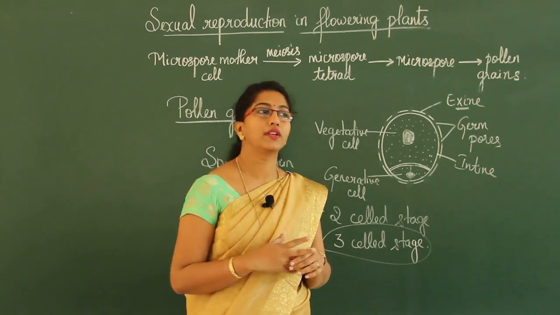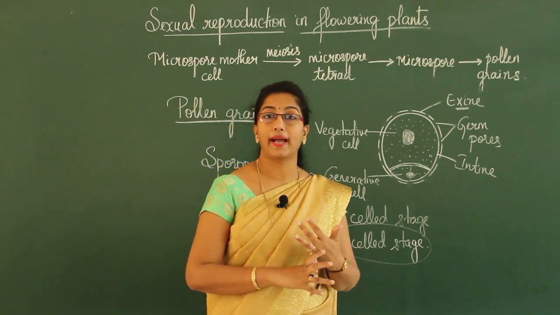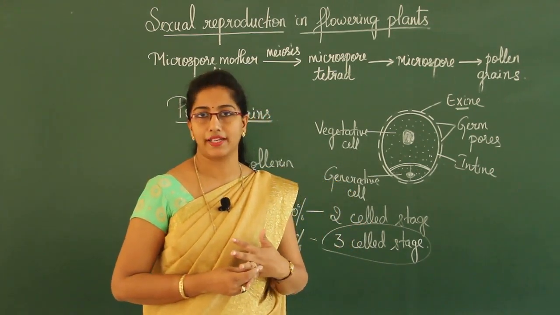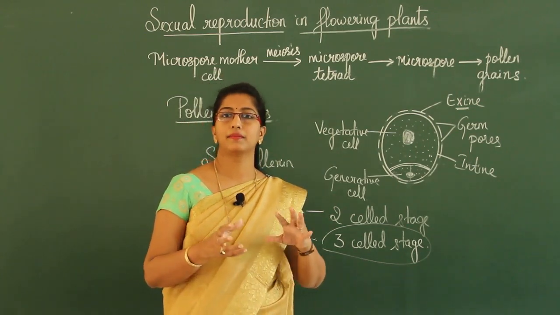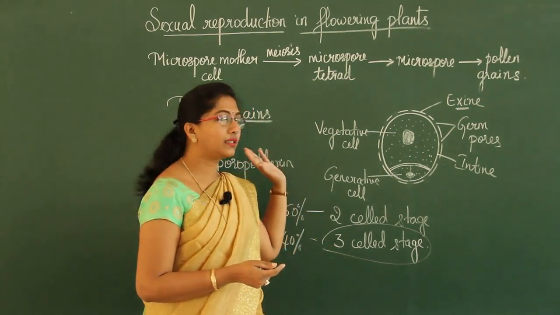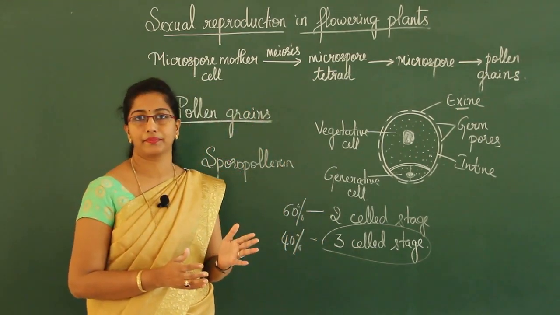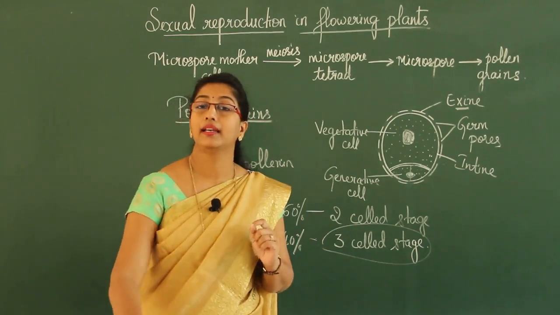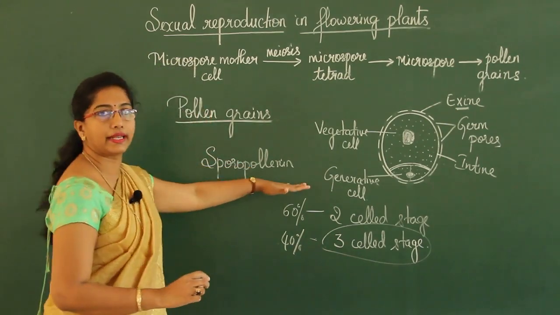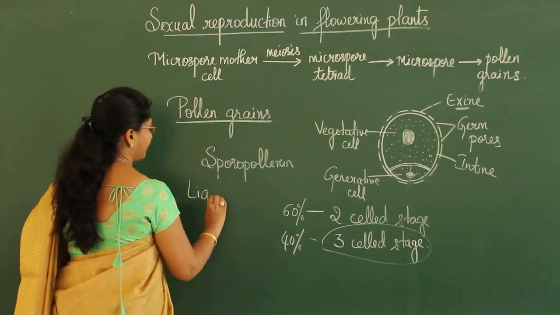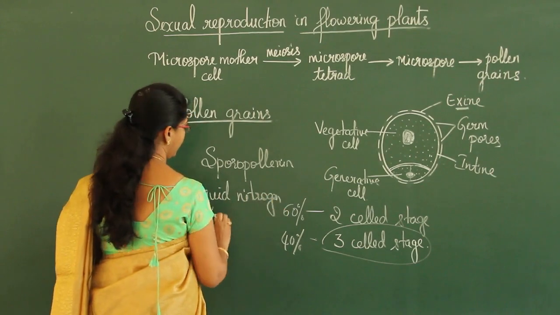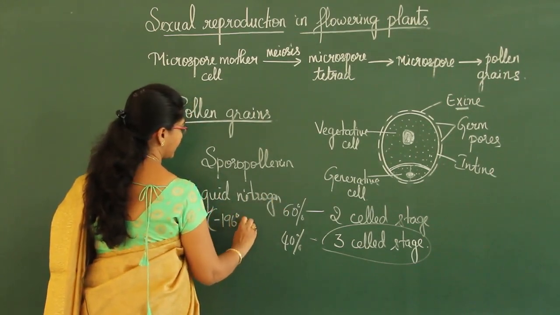Now we also have heard about sperm bank, in animals and even in human beings, for bringing about artificial insemination, where the sperms or the semen is collected and stored. In the same way, these pollen grains can also be stored. It can be stored in liquid nitrogen. Storage of the pollen grain we can do in liquid nitrogen at -196 degrees Celsius.